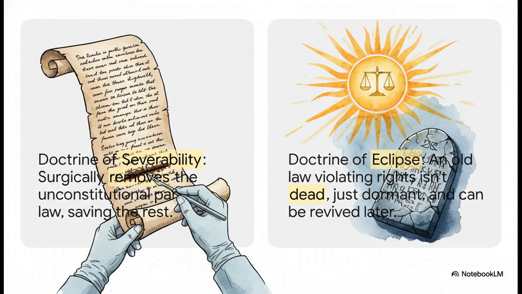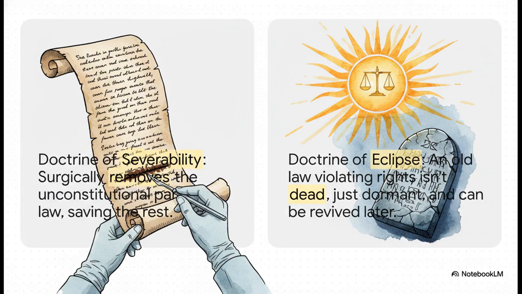But the courts don't just come in with a sledgehammer to knock the whole thing down. They've developed these really clever legal tools. With the doctrine of severability, they can act like a surgeon, carefully removing just the unconstitutional part of a law and leaving the rest of it to work. And then there's the doctrine of eclipse, which is fascinating.